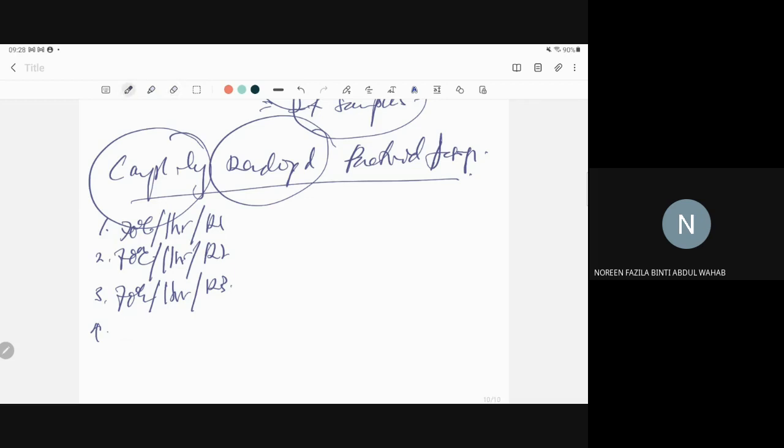We'll follow the previous sequence. 70 degrees C, 2 hours, rep one. 70 degrees C, 2 hours, rep two. And third, 70 degrees C, 2 hours, rep three.